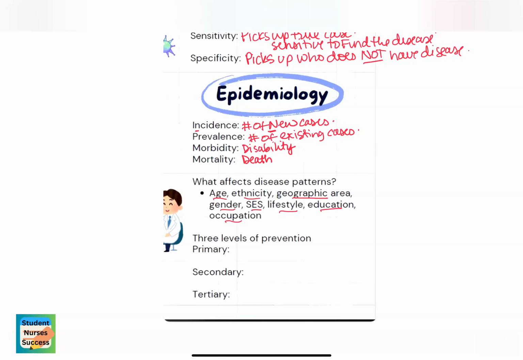Now, the last thing we want to talk about is our levels of prevention. And there are 3 levels of disease prevention. Primary is to remove risk completely. And to actually prevent the disease. And we know immunizations are really good for this. Secondary prevention is to identify the disease early through screening.